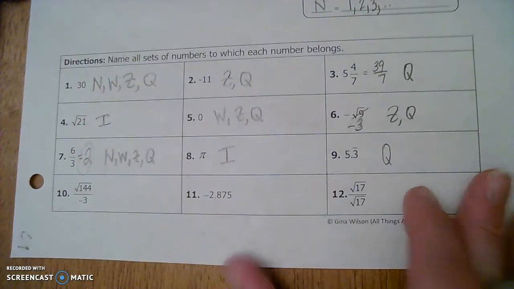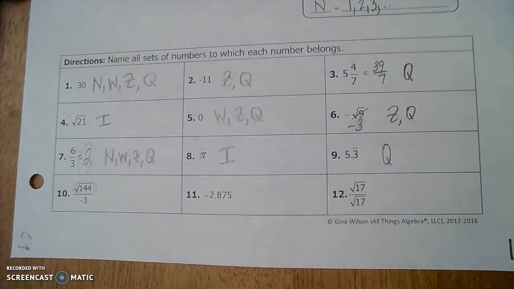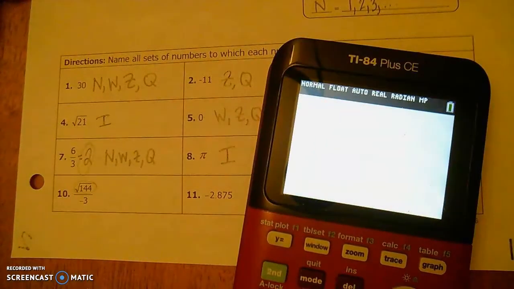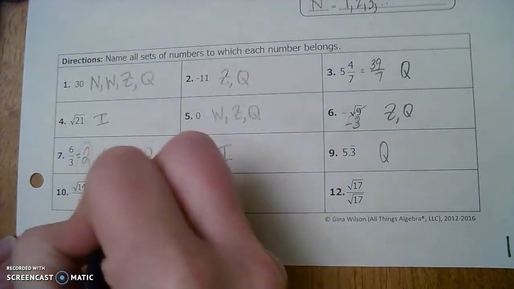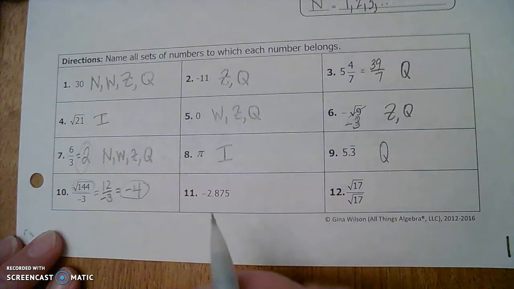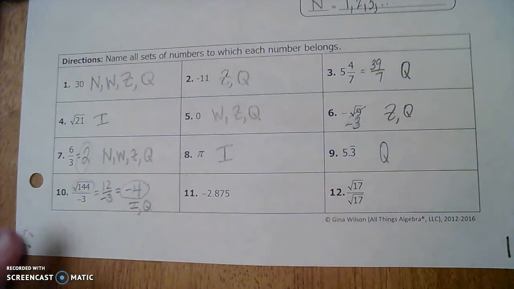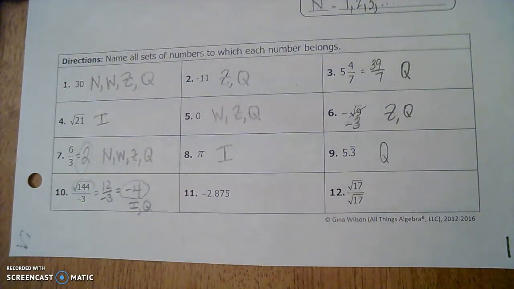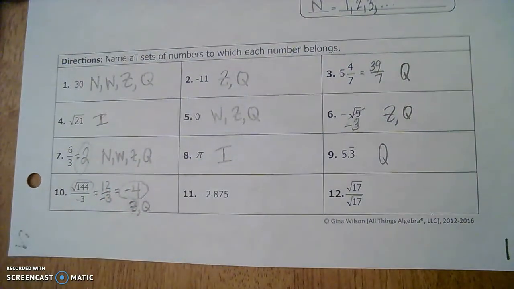Again, number 10 looks pretty yucky, but you need to see if the square root of 144 comes out to a non-decimal. You can type it in, and it does. So this actually becomes 12 over negative 3. That then divides to negative 4. So we need to use negative 4. That's an integer and therefore a rational number. So again, don't just assume when you see a square root sign that it's going to be an irrational number. Oops, sorry, I put Z for integers.